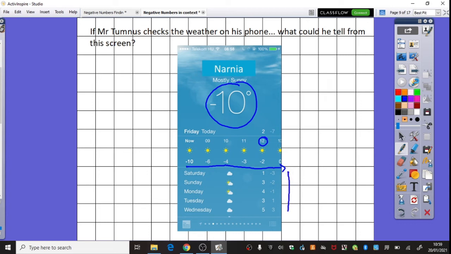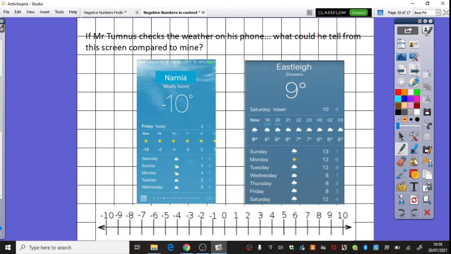And if we look at all the long range forecast here, can we see which day is actually going to be the warmest? It's going to be Wednesday here, isn't it? 5 degrees. But actually, on the Saturday, the temperature could get as cold as -3. So there's lots of information we can gather about the weather warming up, which day it's the warmest, which day it's the coldest. And generally, we can see that Narnia is quite a chilly place.